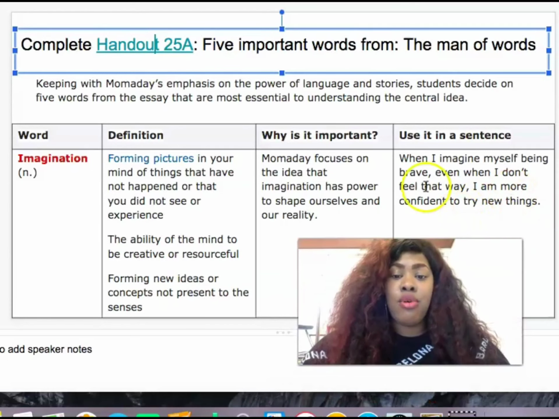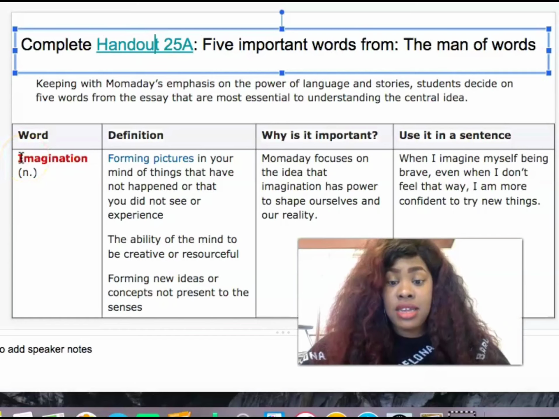This is an example of what you are going to do on handout 25A. Make sure that you're choosing words that are important to the understanding of the main idea or the central idea.